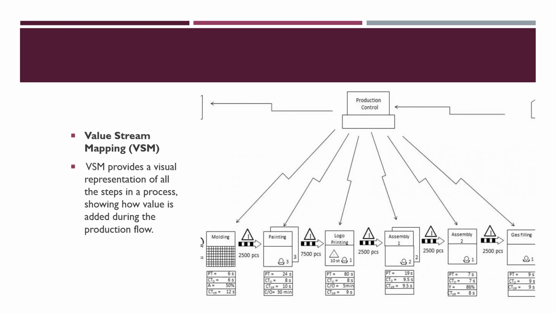Value stream mapping. Value stream mapping provides a visual representation of all the steps in a process, showing how value is added during the production flow. Integrating failure mode and effects analysis with value stream mapping ensures that potential failure modes are analyzed in the context of the entire value stream.